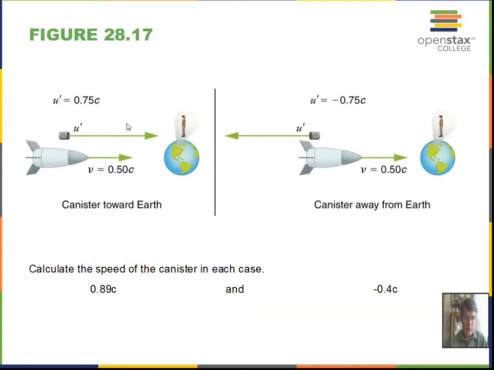So here's an example with the rocket headed towards the Earth, moving at 0.5 times the speed of light. This rocket can eject a canister, sending it towards the Earth at 0.75 times the speed of light. So we would add these two together, 0.5 and 0.75 would be 1.25, and then we have to divide by 1 plus 0.75 times 0.5 c, divided by c squared, so the c squareds cancel.